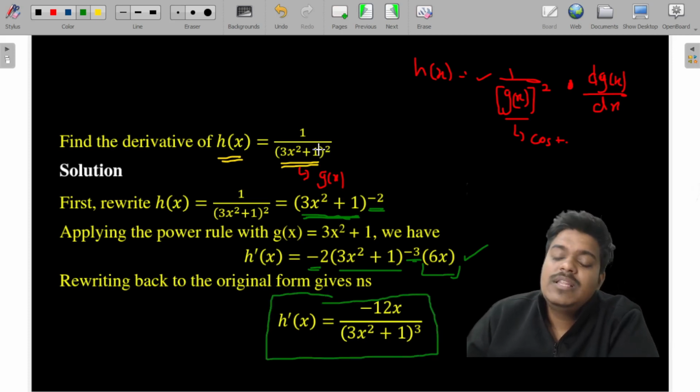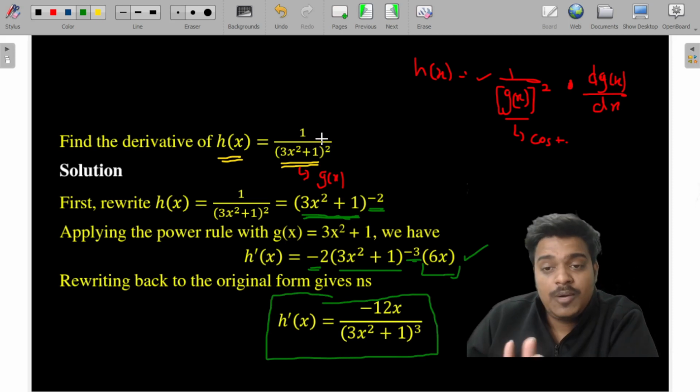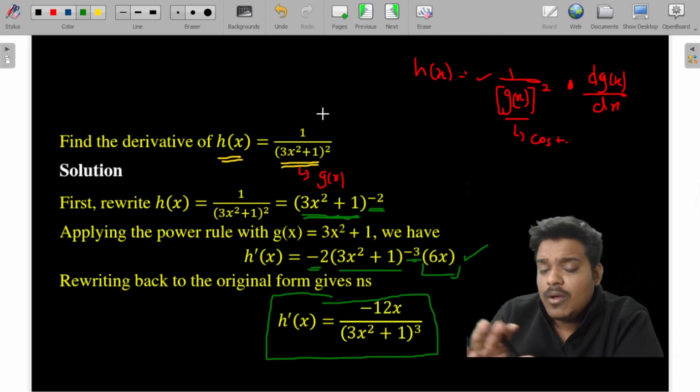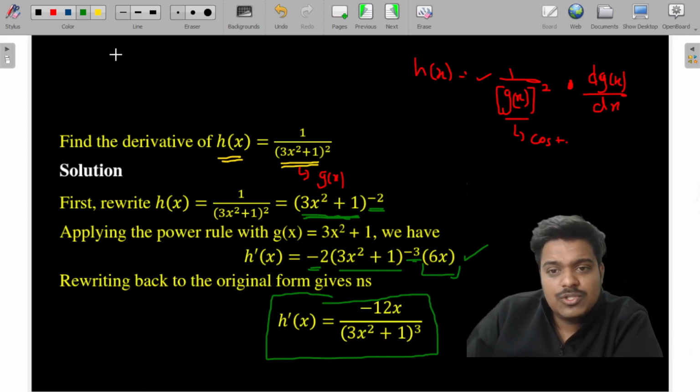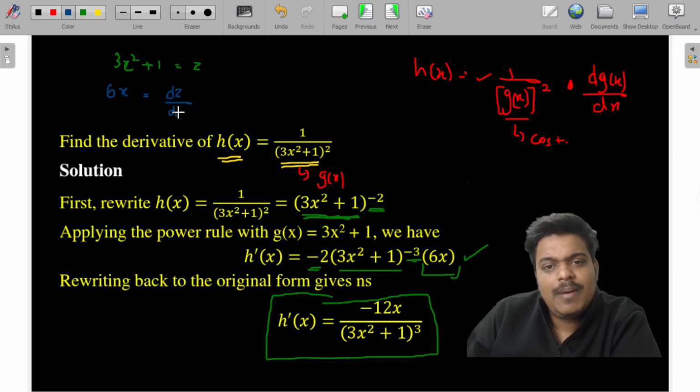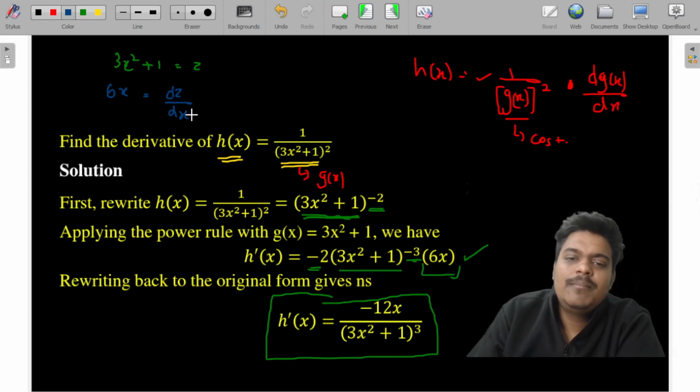So now the differentiation is not possible directly. So let me tell you what you are doing in this case. You are assuming 3x square plus 1 is equal to z. Not a big deal. You differentiate both the sides with respect to x. So this will be equal to 6x is equal to dz by dx. I hope this is clear to you.